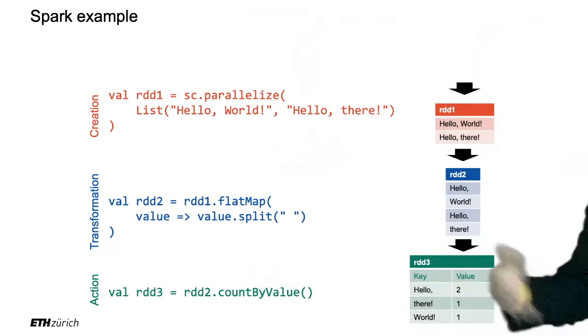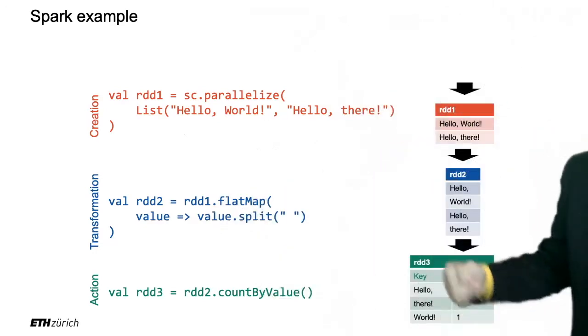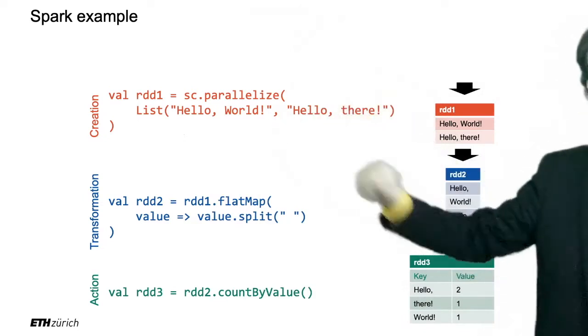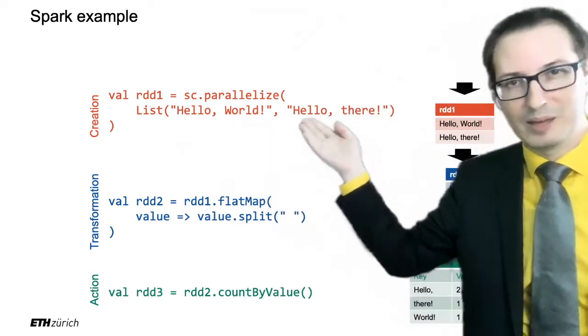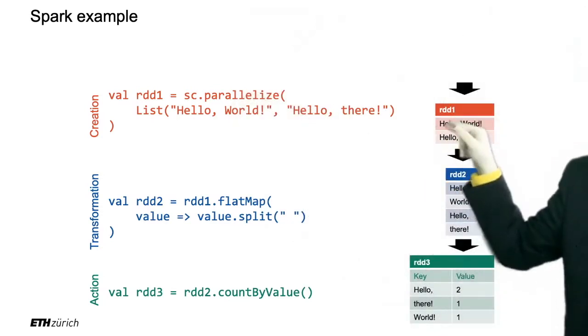So this is an example. In that case, it's Scala, but it can be Java, Scala, Python. There are many languages available. Here we create a collection artificially in memory, and then we parallelize it. Of course, this is small. This creates a first RDD.